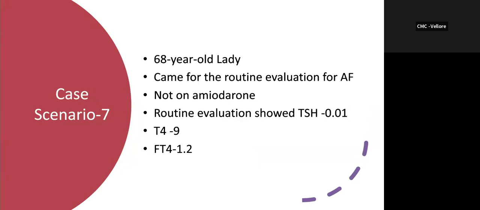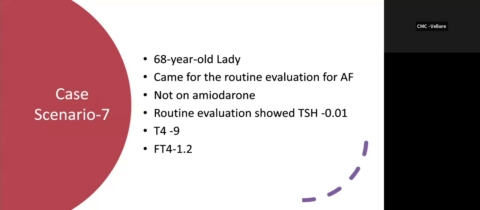This lady has atrial fibrillation. Do you use amiodarone nowadays? Common, right? But interestingly, this patient was not on amiodarone. If it is amiodarone, what do you expect? Sorry, what will happen to the thyroid functions in amiodarone? It causes hypothyroidism or it causes hyperthyroidism. It can't cause both ways. Okay, it can be both ways, depending upon how it acts. But interestingly, this patient is not on amiodarone.